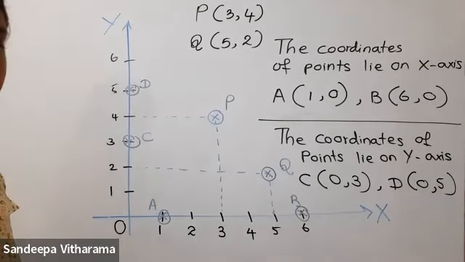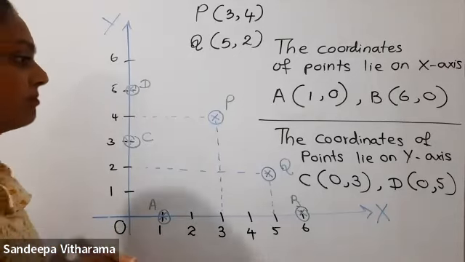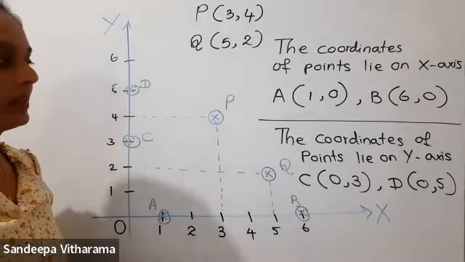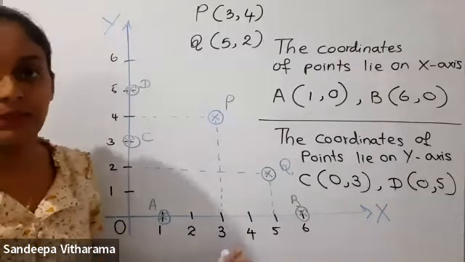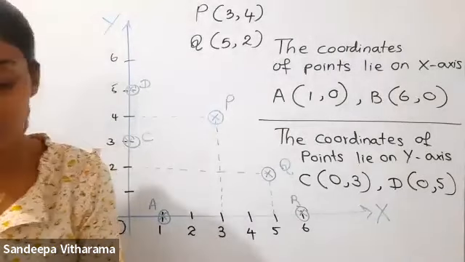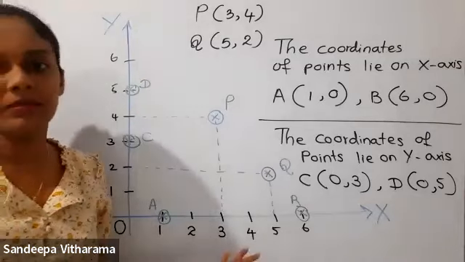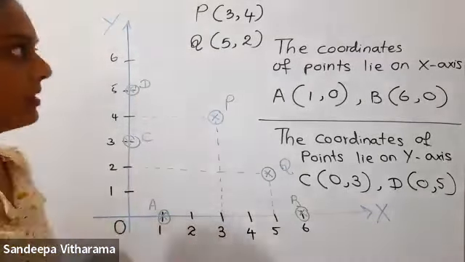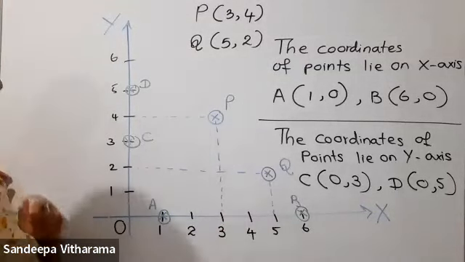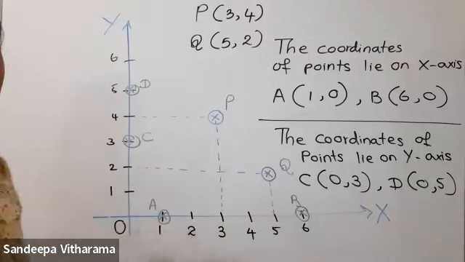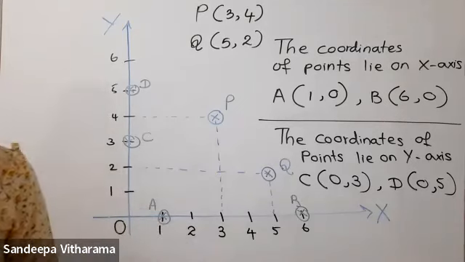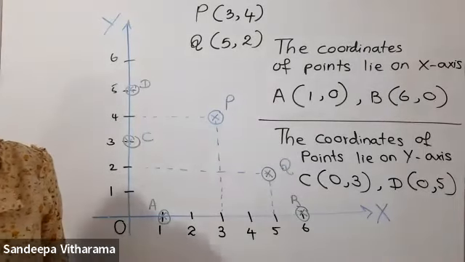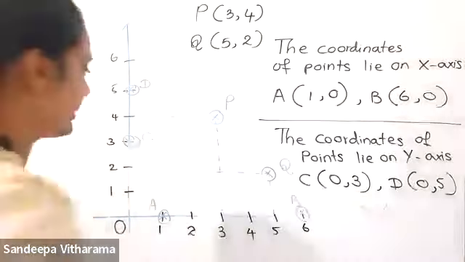Okay, next, after we identify this, which is the most important thing and the basics, I think you should be able to write the coordinates of a point correctly. After this we are going to identify the important parts of the straight line graph.